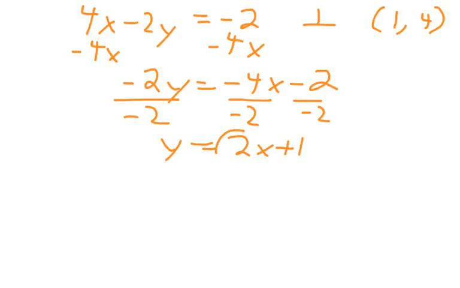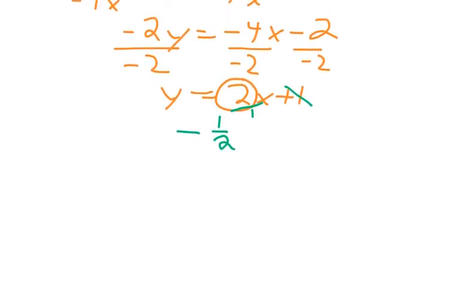Now this 2 is not going to be what we use for the next one. The 1 we can still ignore, but we want the opposite reciprocal. Because 2 is positive, the opposite is going to be negative, and since this is really 2 over 1, my new slope is going to be negative 1 over 2. So y equals negative 1/2 x plus b.